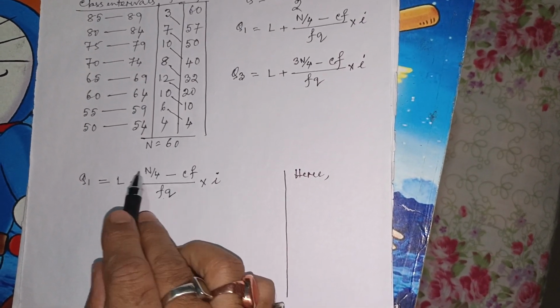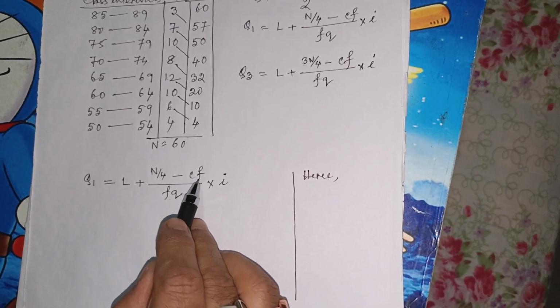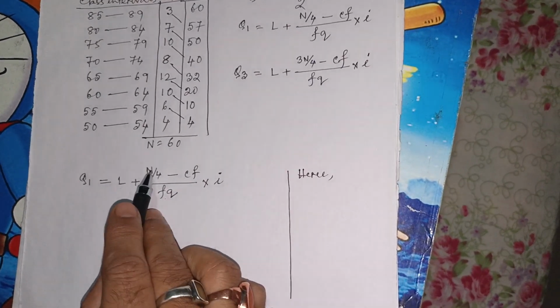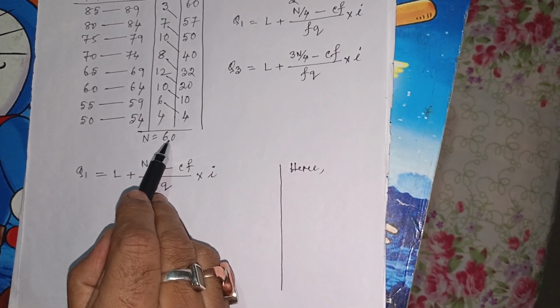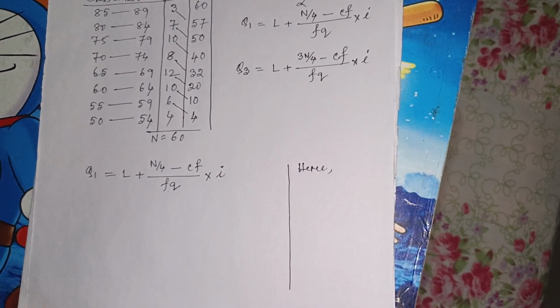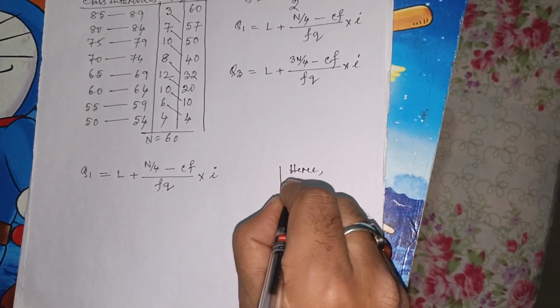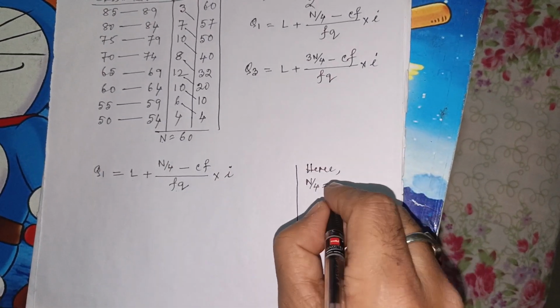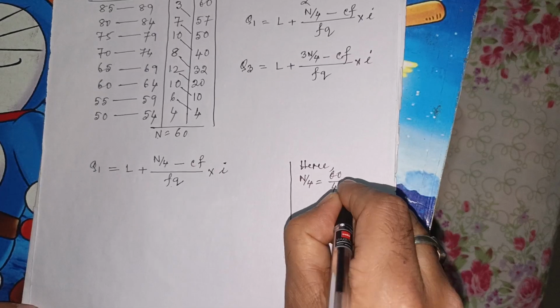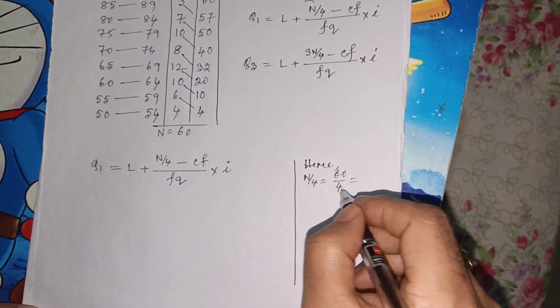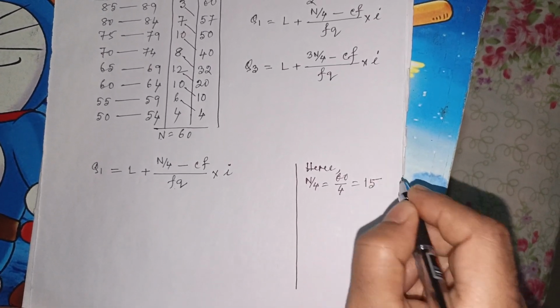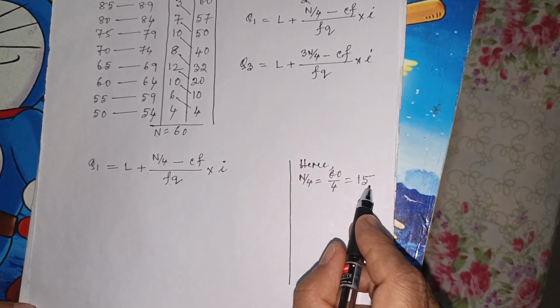So first, out of all these L, FQ, N by 4, CF, I, first of all you have to calculate N by 4, because N is already given. That's why N by 4 first of all you have to calculate. So N by 4 equal to, N is given 60, 60 by 4. So you divide 60 by 4, 15. Okay. So N by 4 is 15.